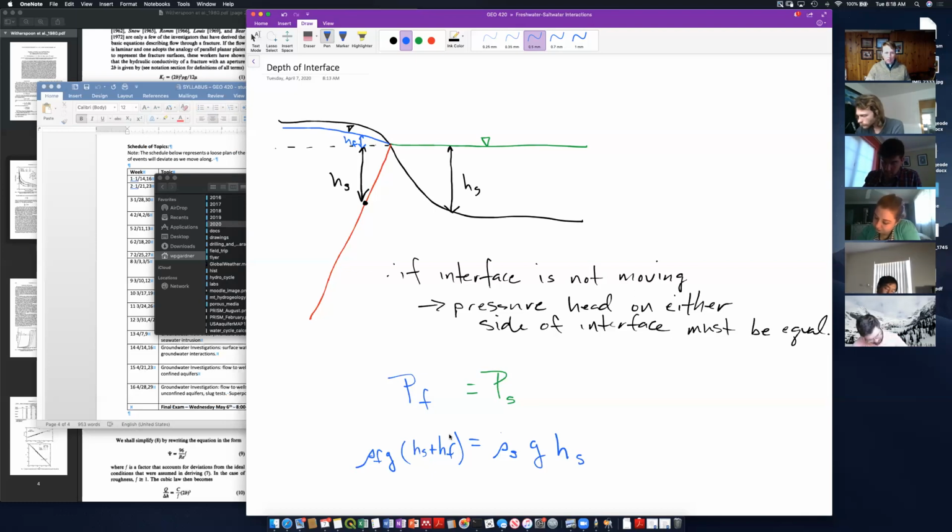Okay, I can do some algebra and solve for H sub S because that is the elevation below sea level of my interface. All right, so H sub S is the elevation below sea level. The depth below sea level of our interface.